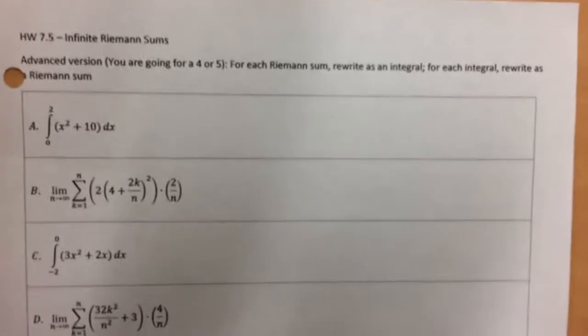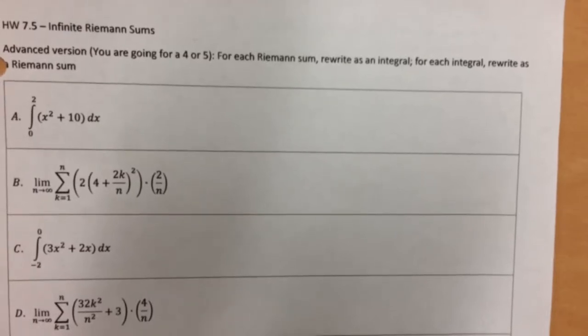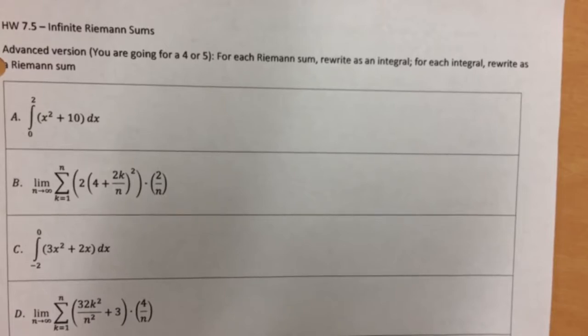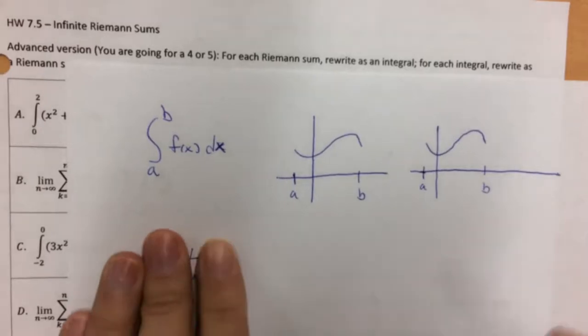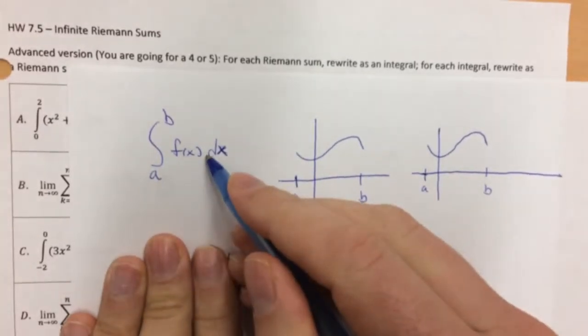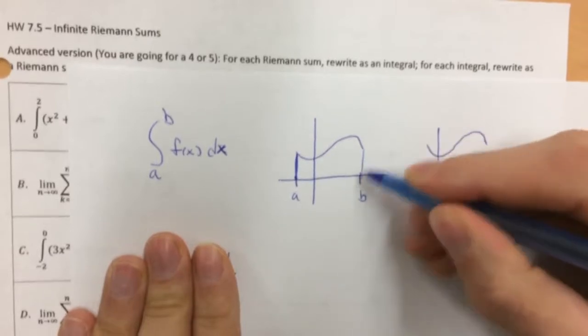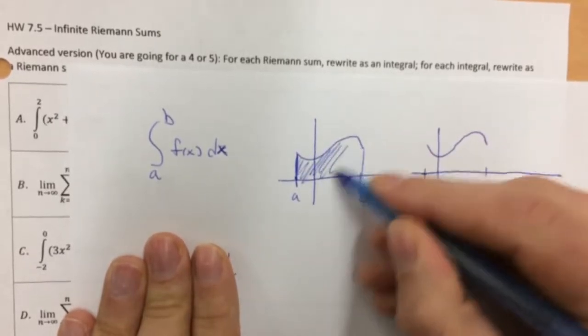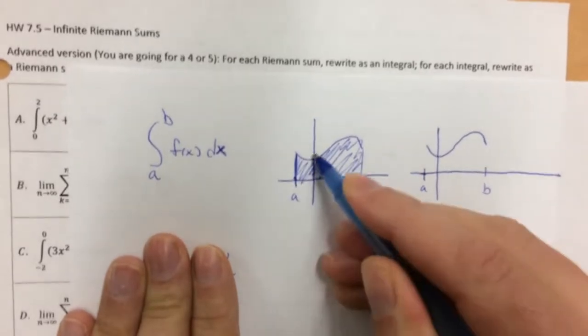In our infinite Riemann sum homework, we want to be able to rewrite integrals as infinite Riemann sums and infinite Riemann sums as integrals. Before we get into these problems, let's make sure we have a good understanding of what we're trying to do here. If we take an integral from a to b of f of x, what that means is: between x equals a and x equals b, what is the area between x equals a, x equals b, the x-axis, and f of x?